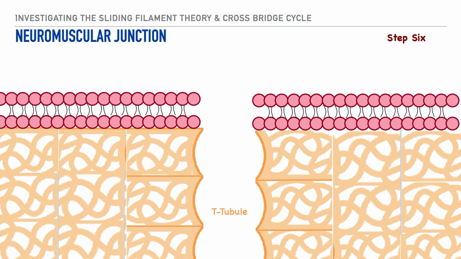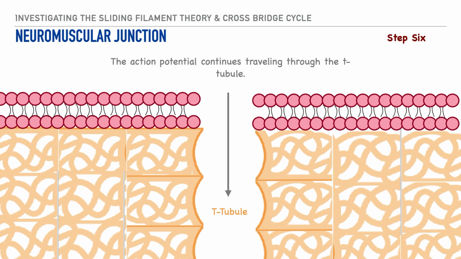Now on this image, imagine that we've zoomed in a bit into the muscle fiber so that we can see a structure called the transverse tubule, or T-tubule for short. These are deep grooves that we find on the muscle fiber's membrane. So again, from our previous step, the depolarization or activation of the sarcolemma allows the action potential to continue traveling. And it's here that we'll see the action potential continue to travel through the transverse tubule.